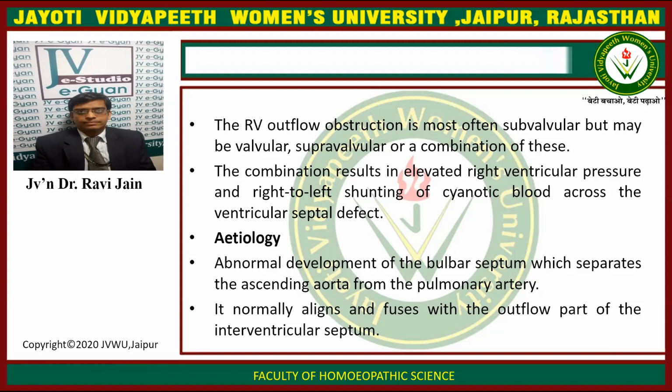Now we come to the etiology. The etiology is abnormal development of the bulbar septum, which separates the ascending aorta from the pulmonary artery. It normally aligns and fuses with the outflow part of the interventricular septum.